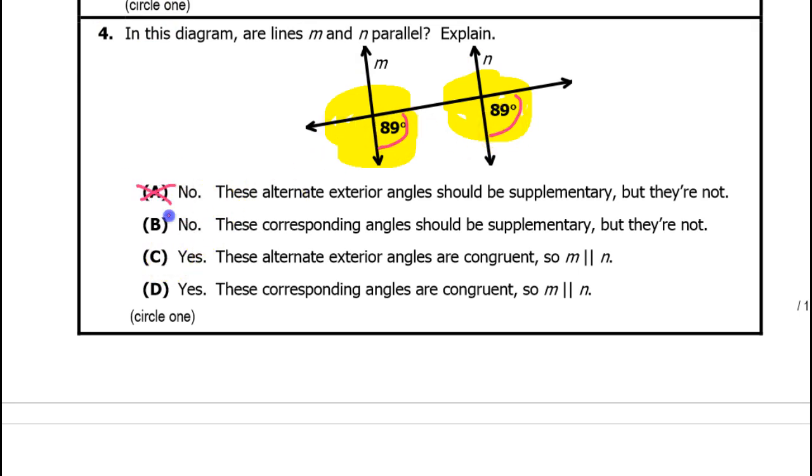So right away I know it's not going to be A or B. But they are parallel because these are corresponding angles, and they are congruent. So that's why the answer is D.